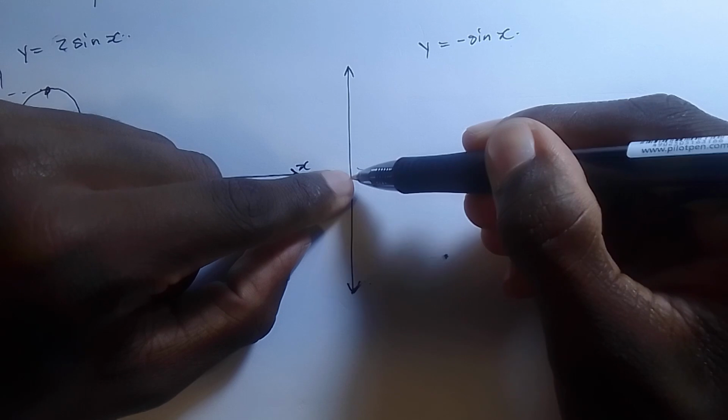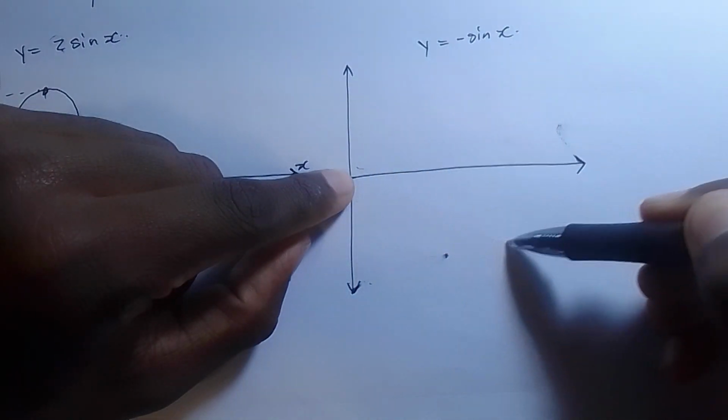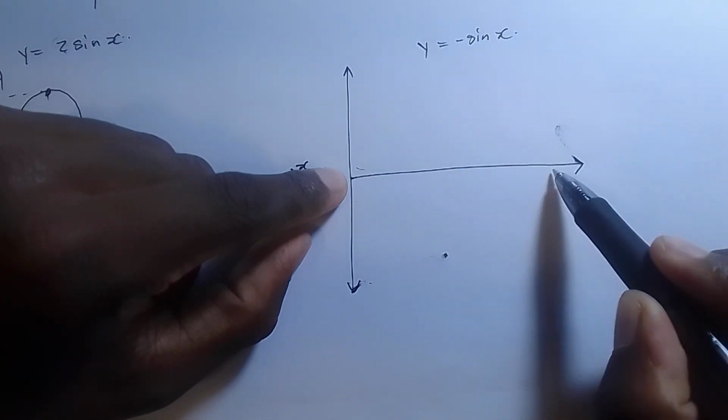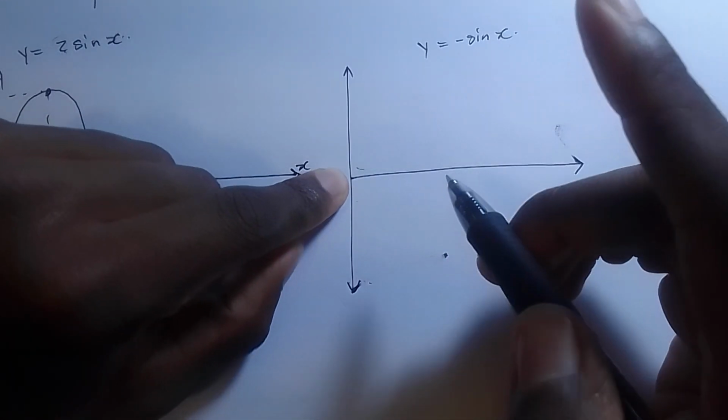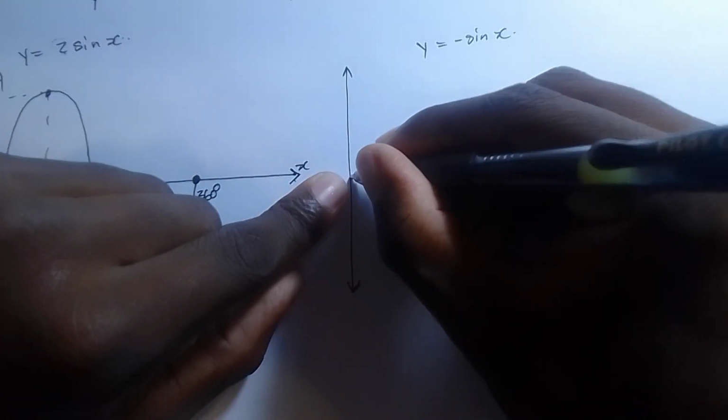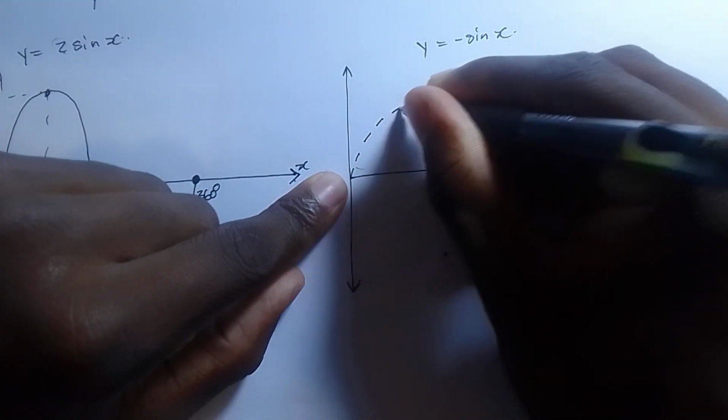The mother graph goes up like this, so this graph is going to go down like that. So let me draw the mother graph in a dotted line, and then I'll draw this one. The mother graph would look something like this.